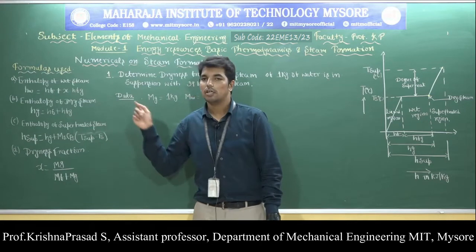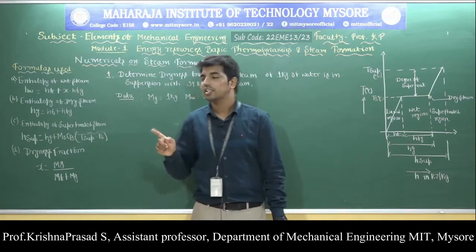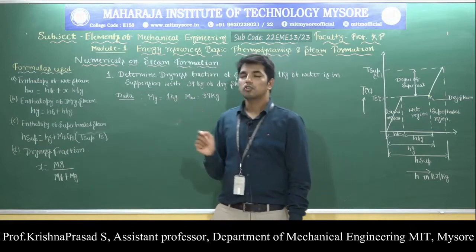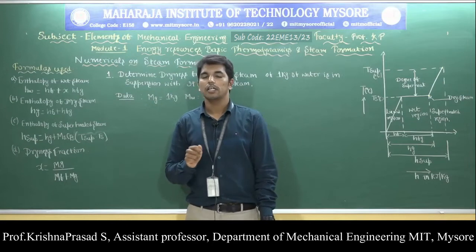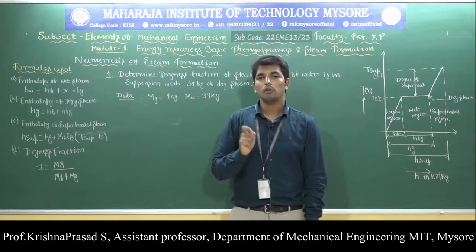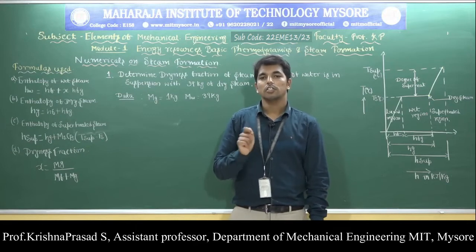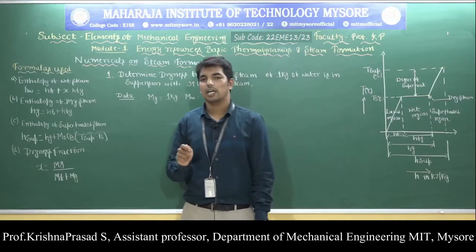Next is the enthalpy of the wet steam, denoted by HW, and HW is equal to HF plus X into HFG. What is meant by HF? HF is the latent heat or sensible heat. It is the amount of heat required to raise the temperature of water from 0 degree centigrade to the saturation temperature at a given constant pressure. It is called the sensible heat.